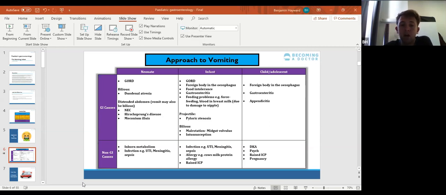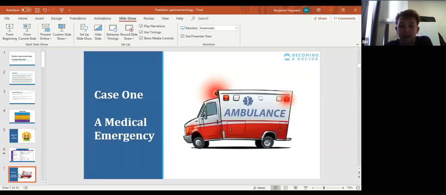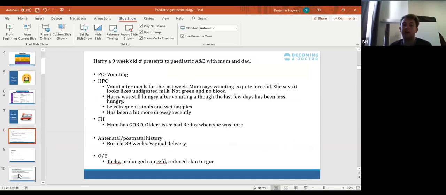Okay, so we'll go on to our first case. This is a medical emergency. I'll just read the case for you. Harry is a 9-week-old boy, and he presents to Peds A&E with his mum and dad. We've asked all those really key questions that we talked about. The timing has been about a week, and he vomits after meals. The quality of the vomit, what's it like? It's not green, there's no blood in it, it just looks like undigested milk.